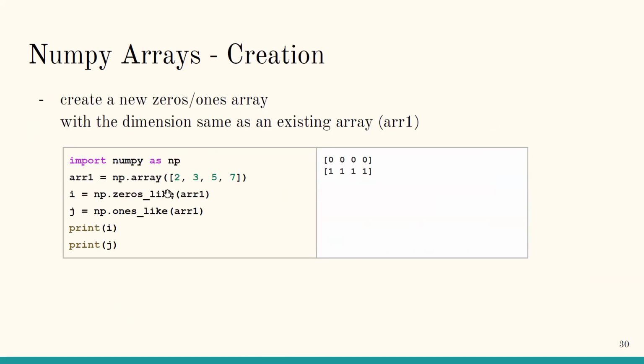NumPy creation. Another way to create NumPy arrays is that we can create new ones and zeros arrays using the size of an existing array. So if you want to create another array with the same size exactly as this array, ARR1, with 4 values, you put it inside the argument, and then you will generate 2 NumPy arrays with the same size, all zeros and all ones, okay?